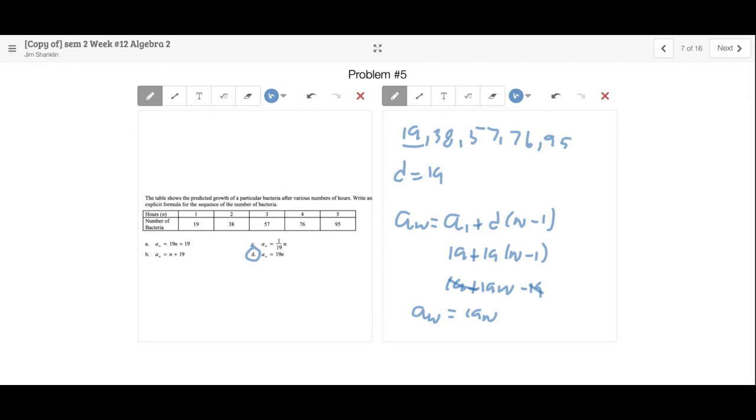Okay, so we're halfway done with the practice problems. Any questions about any of the problems that I've done so far? And a lot of it is just being able to write an equation of an arithmetic sequence.